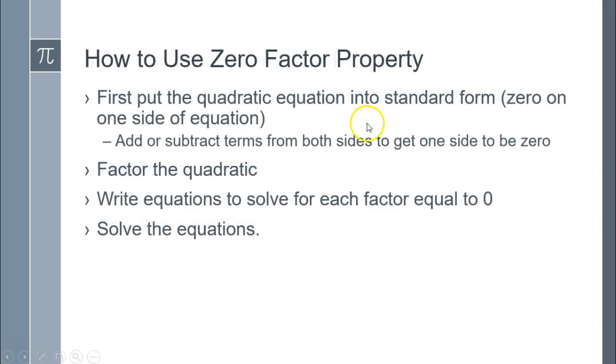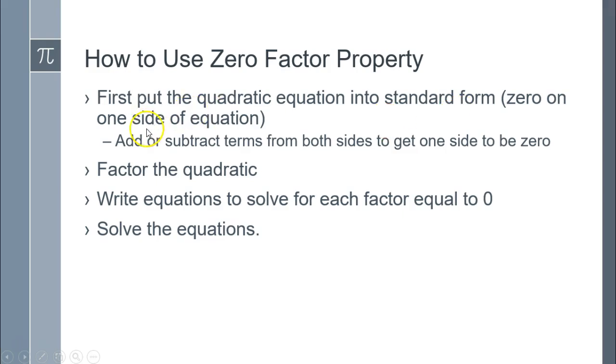So here are the steps. First, you need to put the quadratic equation into standard form. First of all, make sure you're only doing this when you have an equation. This isn't when you're told to factor something. This is when you're told to solve the equation, and solve by factoring maybe. But when you're just given an expression, there's no equal sign in the original problem, you don't use this. So we're going to put the quadratic equation in standard form.